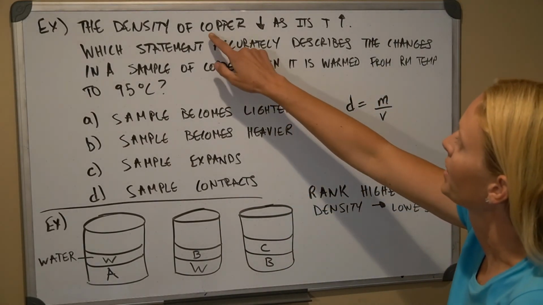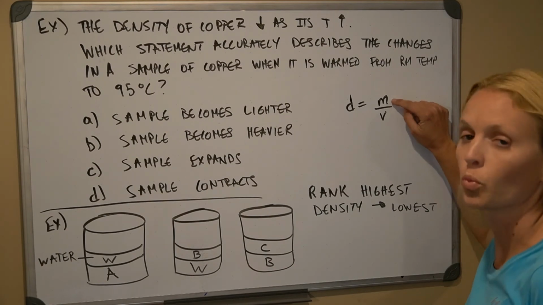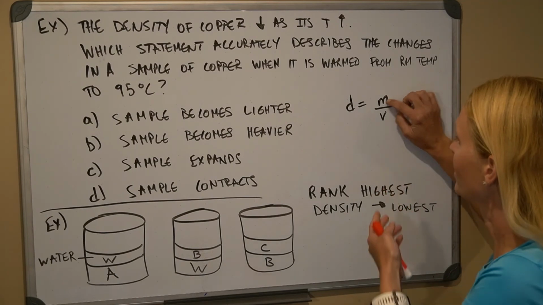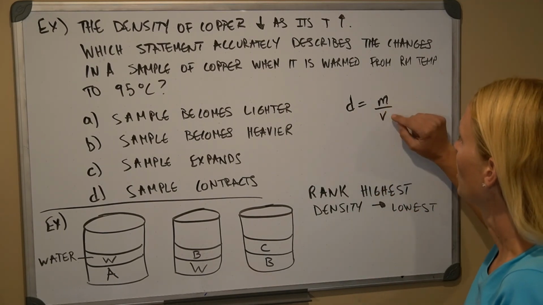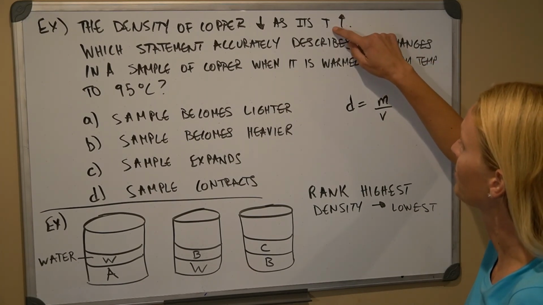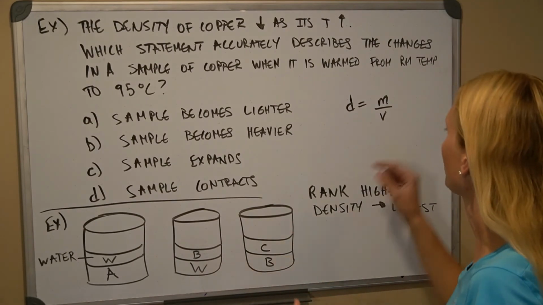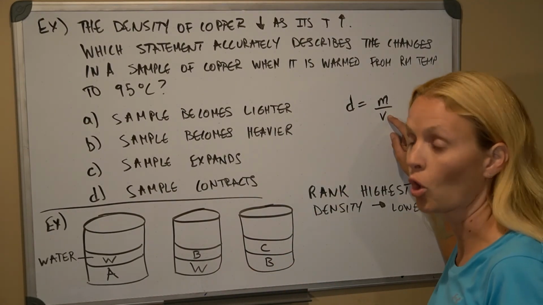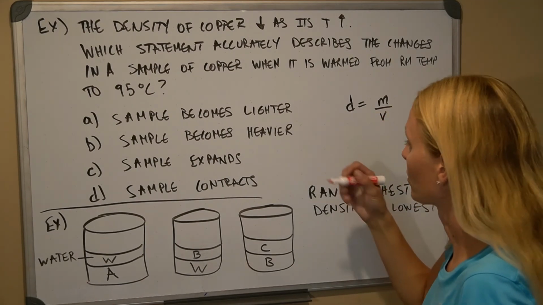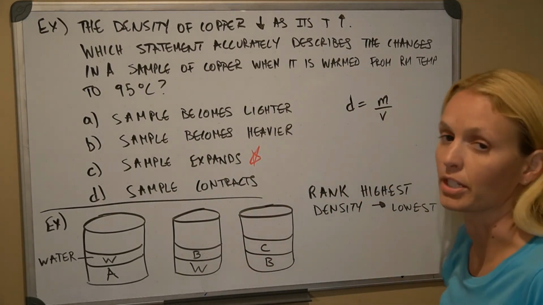All right, so the density of copper is decreasing as its temperature is increasing. Density is mass over volume. We're not changing the mass of the copper, so something must be happening to the volume. It's pretty common that when the temperature of something increases, substances expand. If they're expanding, that means the volume would be becoming larger, and if the number in the denominator is becoming larger, that would make the density number smaller. So it makes sense that the sample expands and the volume increases to cause the density to decrease.